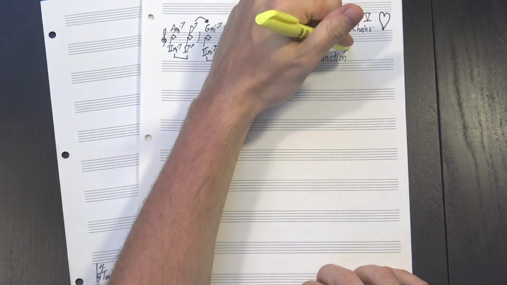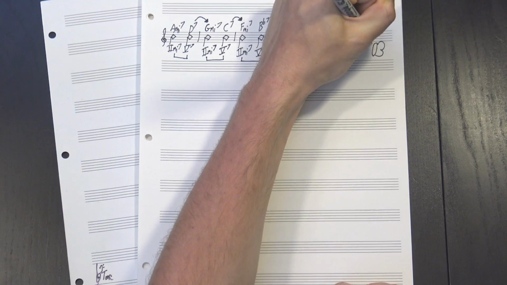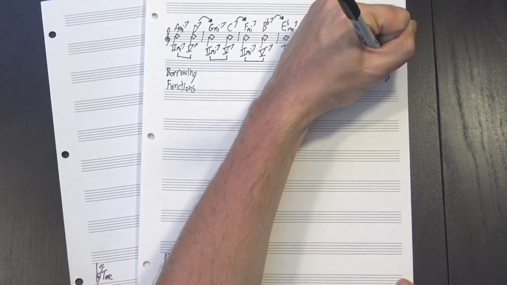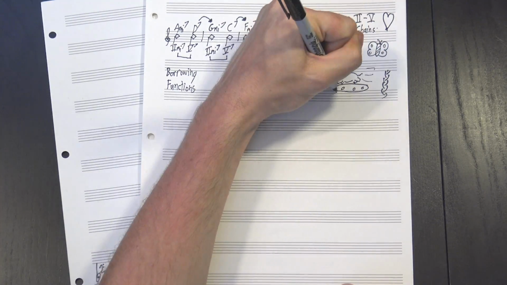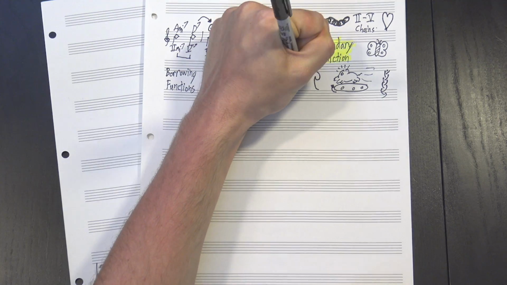These new 2/5s have what are called secondary function, which means that instead of having a job in the actual key, they have one in a different key that we're just sort of stepping into momentarily. We're basically borrowing them. Anyway, stringing these 2/5s together creates a sense of constant motion, building up tension so that when we finally actually resolve at the end, you get a huge sense of release.